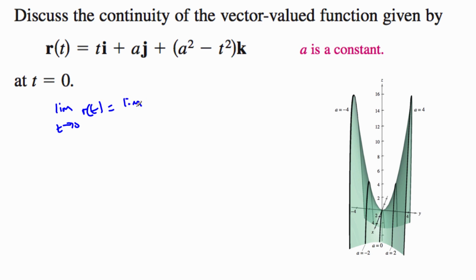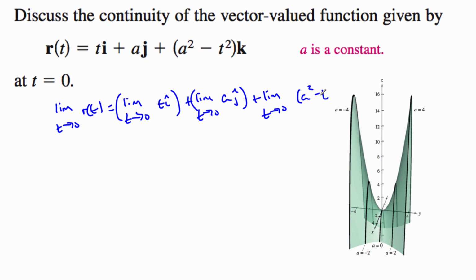is the limit as t approaches 0 of t i plus the limit as t approaches 0 of a j plus the limit as t approaches 0 of a squared minus t squared in the k direction. All right, so this is 0 in the i direction, so a lot of times we'll leave that off, plus a squared k.